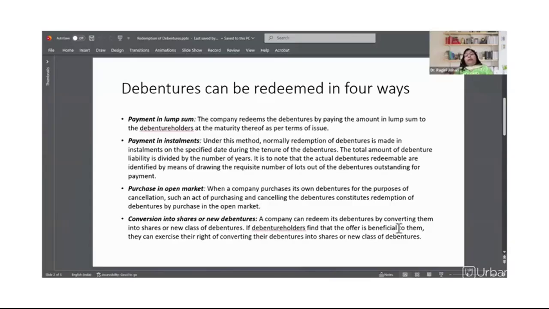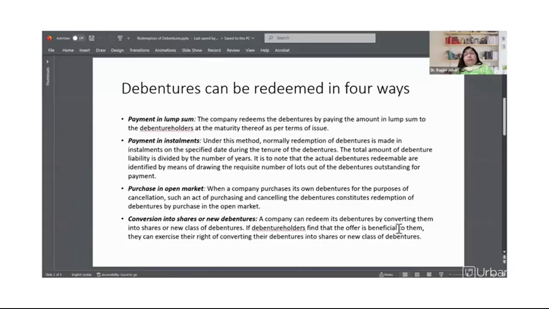Right? That is when the company purchases its own debentures for the purpose of cancellation. Such an act of purchasing and cancelling the debenture constitutes redemption of debentures by purchase in the open market. The last method is conversion into shares or new debentures.